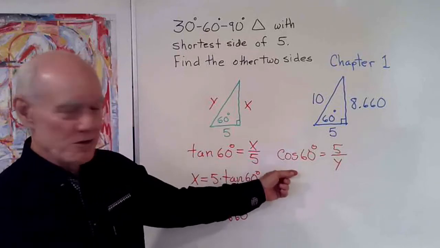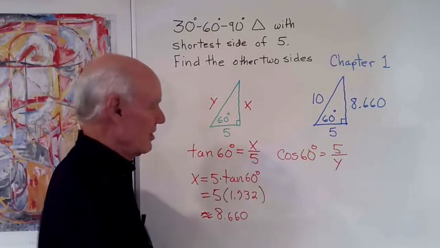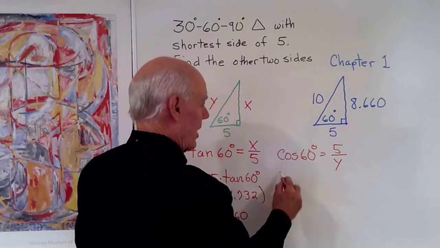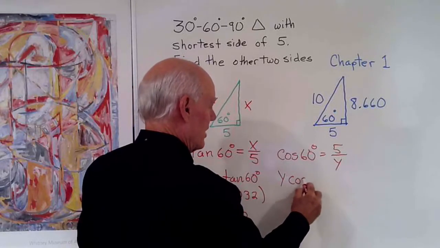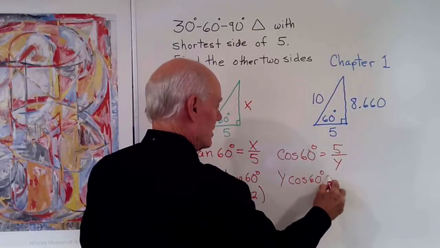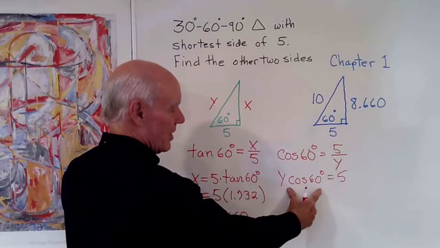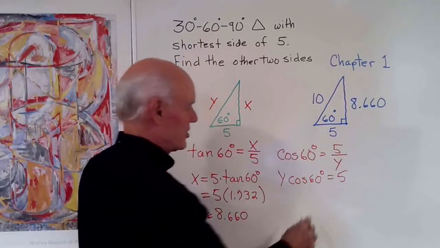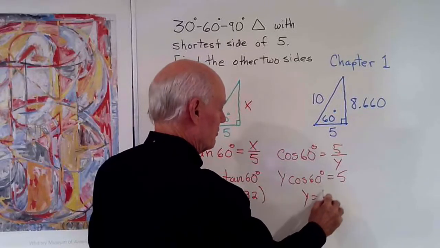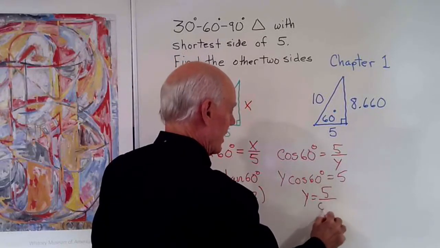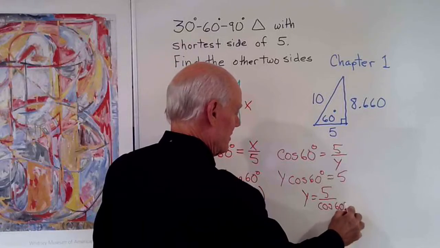So I have to solve this equation for y. I'm going to go through and show you how to do that. Multiply both sides by y. I get y cosine 60 degrees is equal to 5. And I want to solve this for y, so I divide both sides by cosine 60. So y is equal to 5 divided by cosine 60.